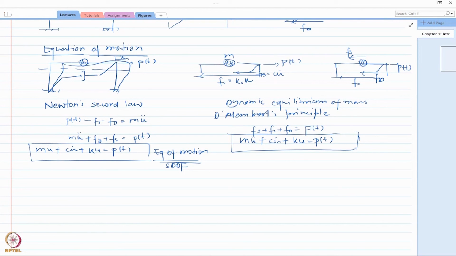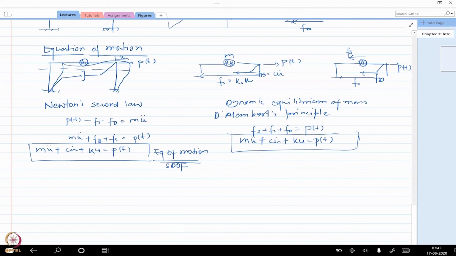We have done it through an example of a frame structure. You could have different types of structures, like the four examples that I showed you, and you could set up the equation of motion for those examples. All right.